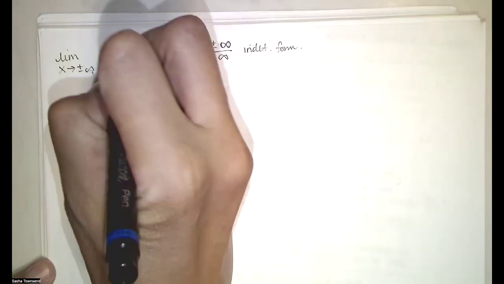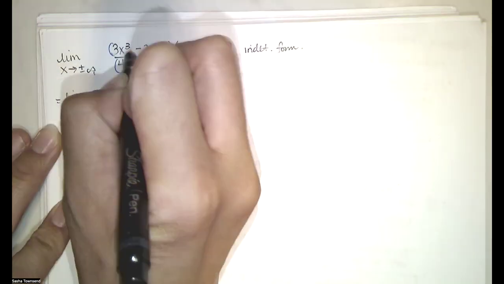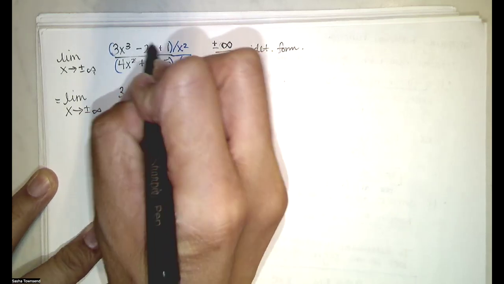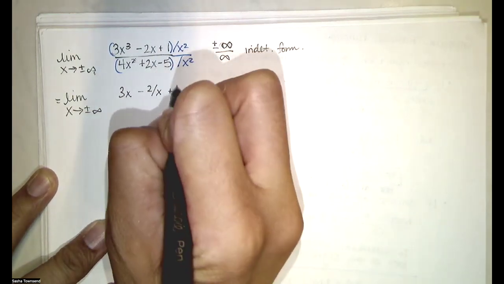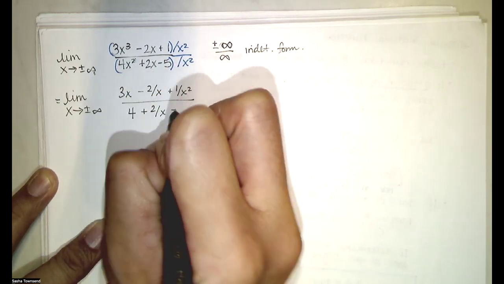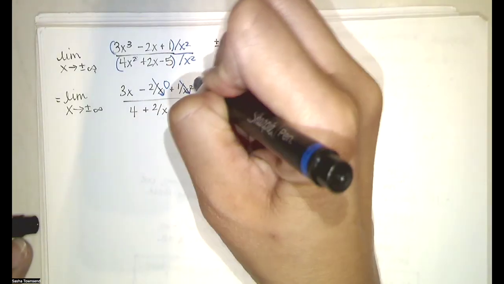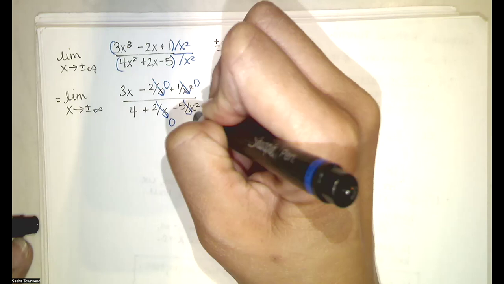Turns out we can. If we divide the numerator and denominator by the highest power of x in the denominator, three x cubed divided by x squared gives me a 3x. We'll take this and divide it by x squared. One of the x's will reduce. As x goes to infinity, this term goes to 0, this term goes to 0, this term goes to 0, and this term goes to 0.